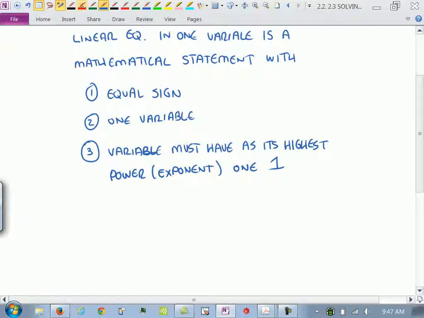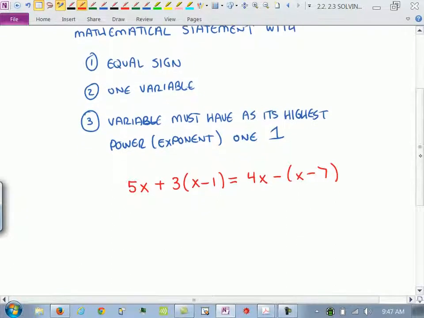So here's an example. 5x plus 3 times x minus 1 equals 4x minus x minus 7. We'll be able to do that in a little while. Okay, we're going to build up to it a little bit, but that's a problem that we'll face at the end of class today for sure. So let's talk about this and being able to recognize it.